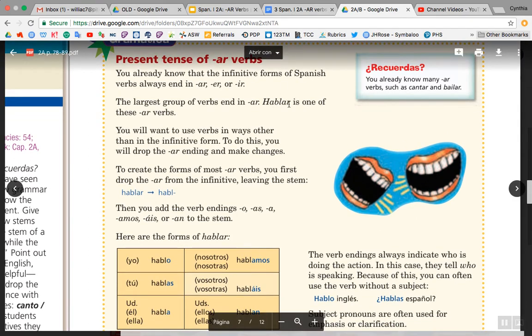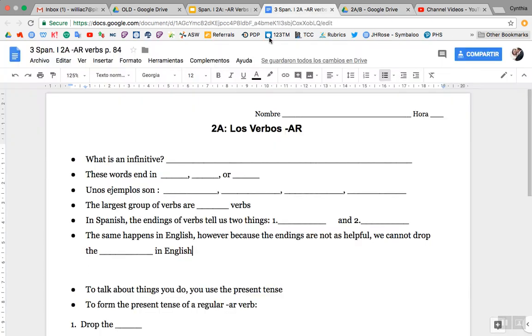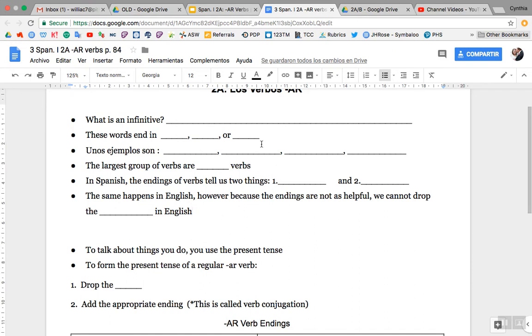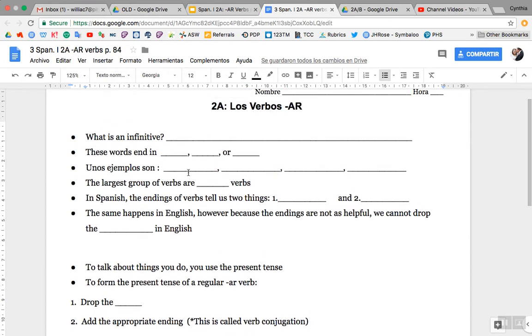But hablar is one we're going to use as an example today. And hablar means to talk. So these words that are infinitives end in AR, ER, or IR. Some examples are hablar, practicar, whatever else you've learned, I'm not sure. The largest groups of verbs are AR verbs, which is why we start with AR verbs, so you can really expand your vocabulary very quickly.